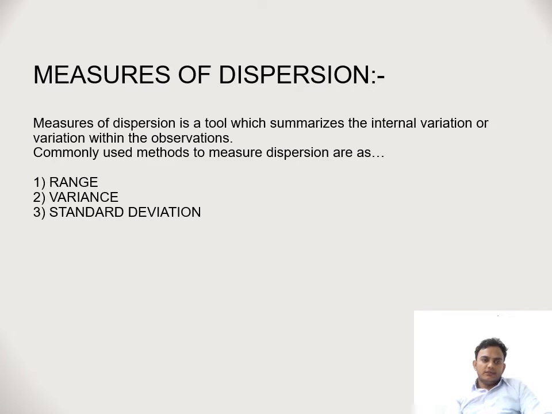In previous slides, we saw the measures of central tendency and their types. Now we are going to discuss measures of dispersion. So measures of dispersion is a tool which summarizes the internal variation, or variation within the observations. Commonly used methods to measure dispersion are range, variance, and standard deviation. Simply, we can say measures of central tendency show the center value of data, while measures of dispersion show the amount of variation in the data set.